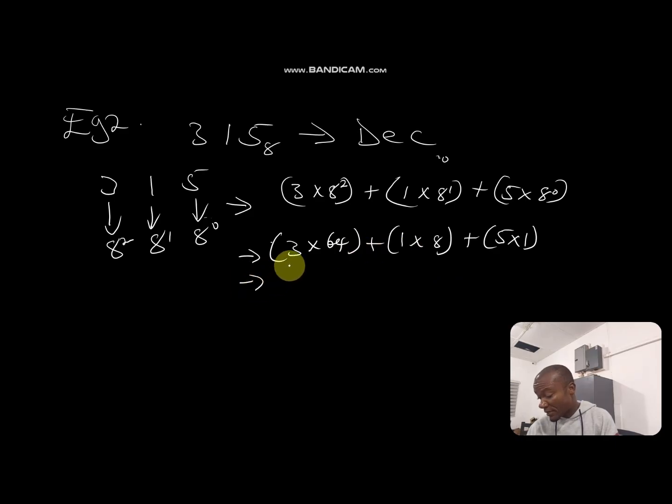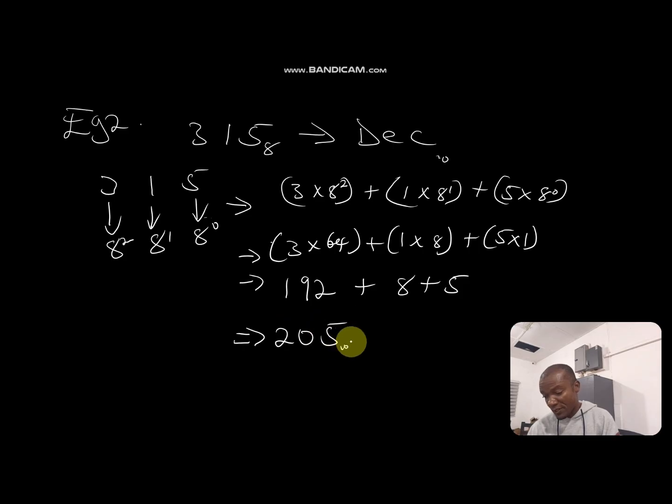So 3 times 64 will give me 192 plus 1 times 8 will give me 8 plus 5. So my final answer is 205 base 10, or you ignore the base.